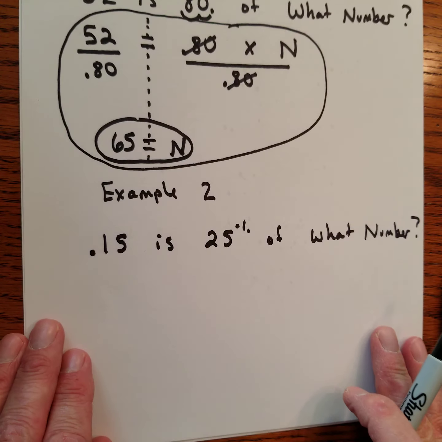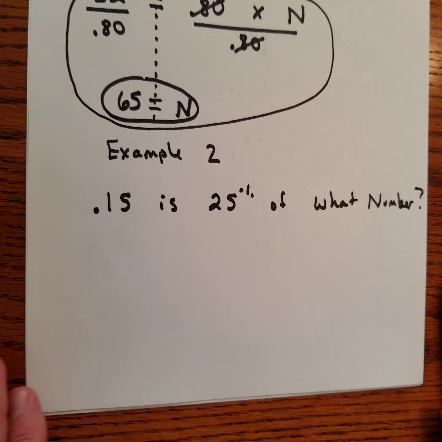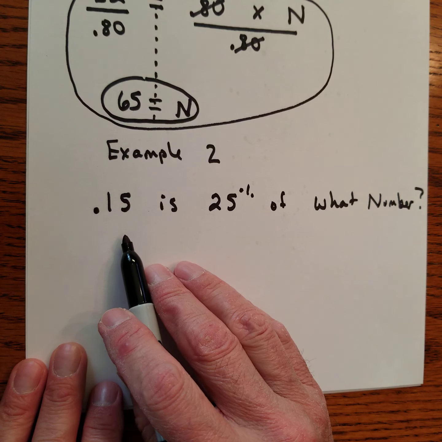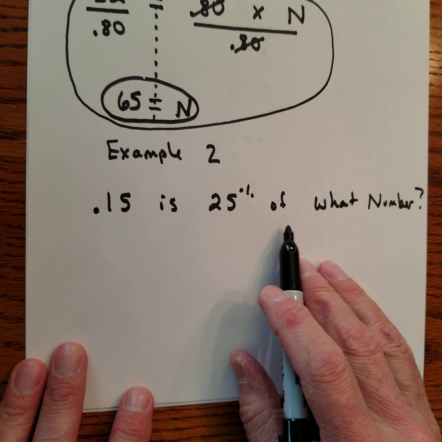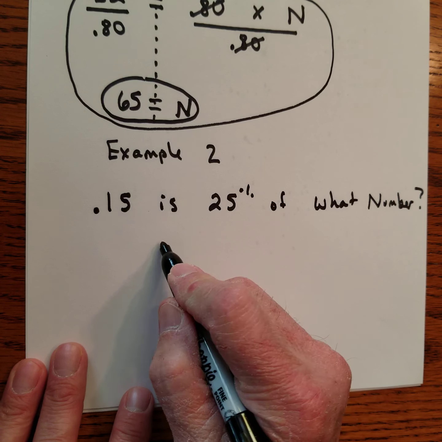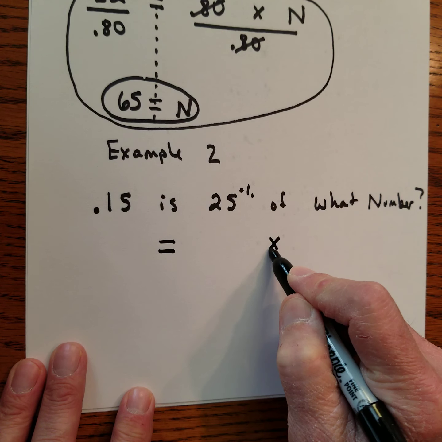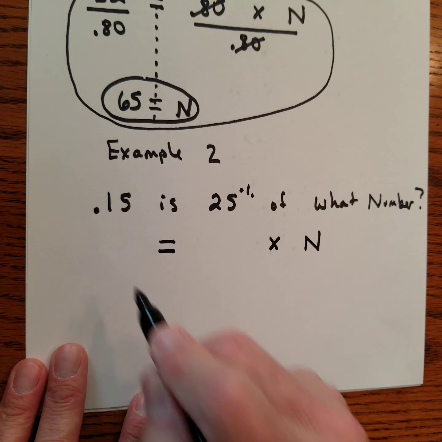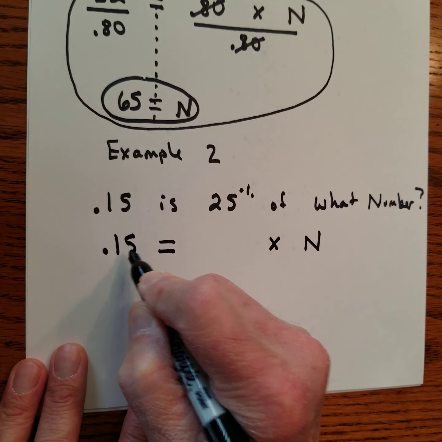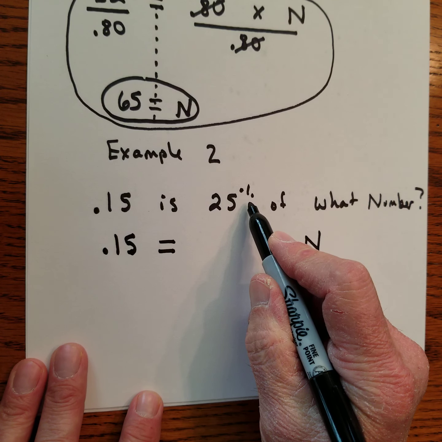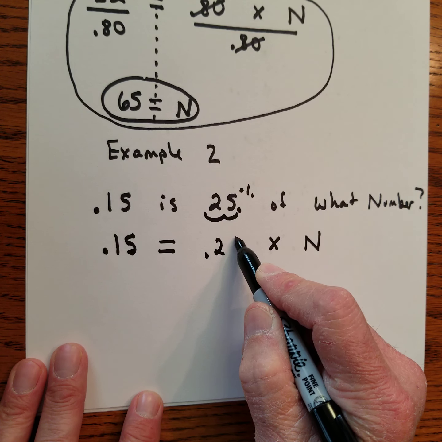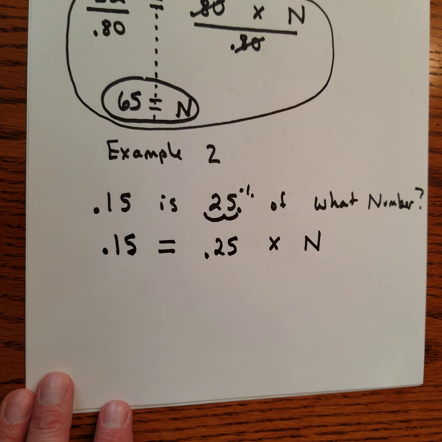Let's try a second example. Now this one's got some tricky numbers. Some of the homework problems have tricky numbers as well. 0.15 is 25% of what number? We know that is means equals and of means multiplication. What number? That's what we're looking for. 0.15 is 0.15. But anytime we have a percentage, we change it into a decimal. 25% is 0.25.